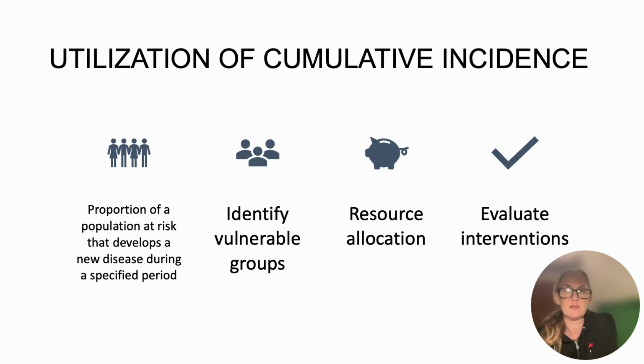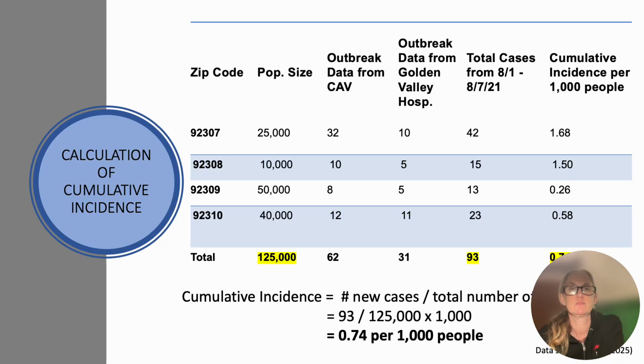Having this information can help epidemiologists guide proper allocation of resources, such as hospital staffing, supplies, or other financial support, to inform targeted interventions. In addition, cumulative incidence is helpful for evaluating interventions, since epidemiologists can assess public health measures, for example, isolation, by observing whether the cumulative incidence decreases after implementation.